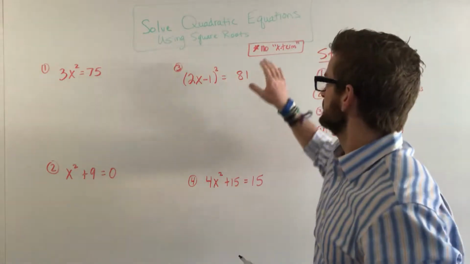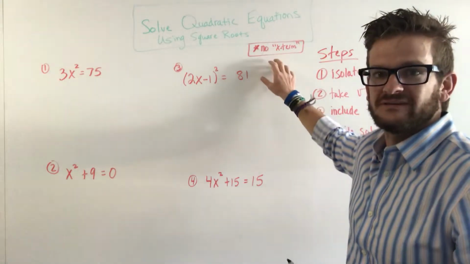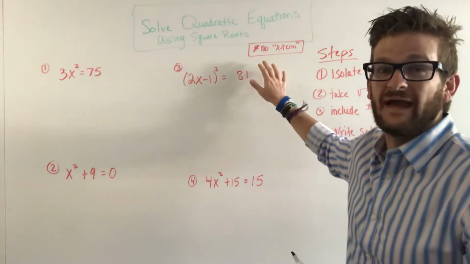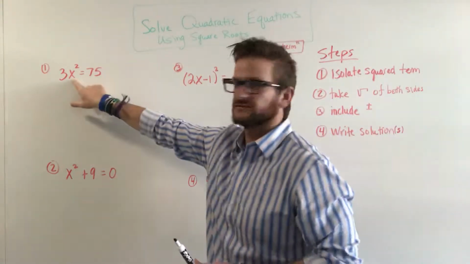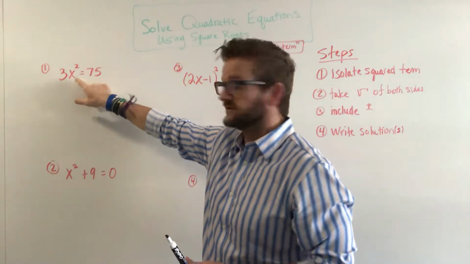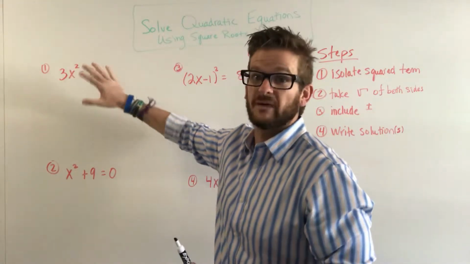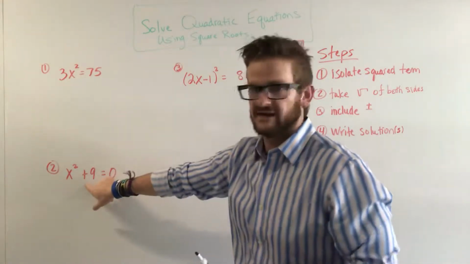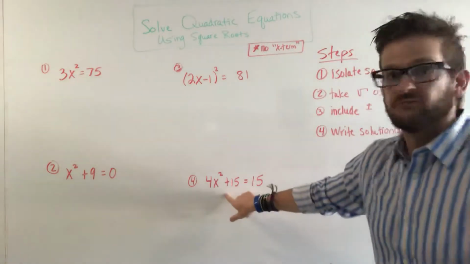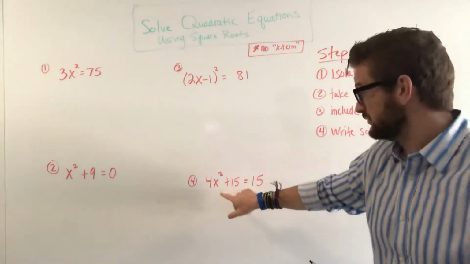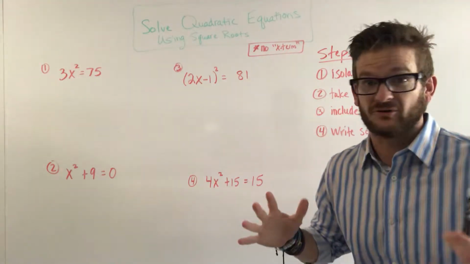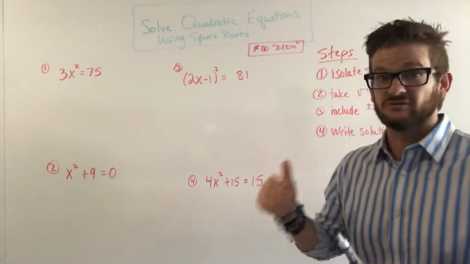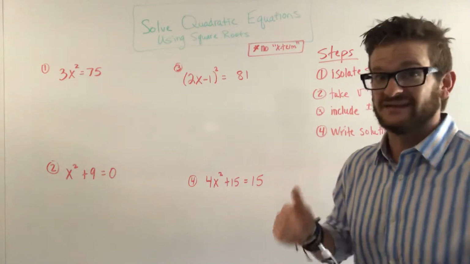When we're looking at problems, it's really good to use this method when there's no x term, like no single x term. So you'll notice in this first example, we have 3x squared, no x term. Same way in number 2. Number 4 is a great example as well. When we look at that, 4x squared, 15, no x term. That's going to be a telltale sign that using square roots is a really, really good idea.